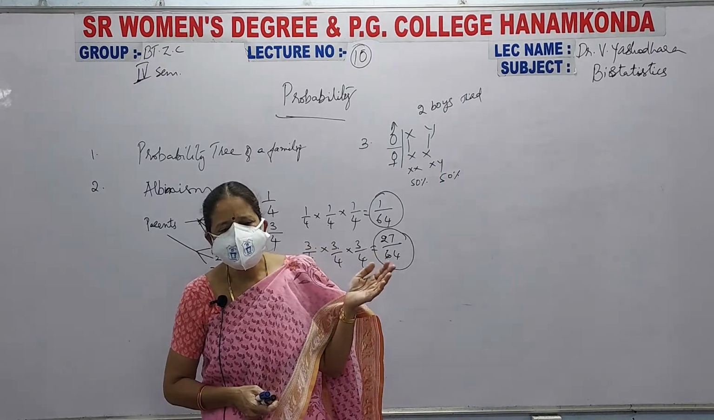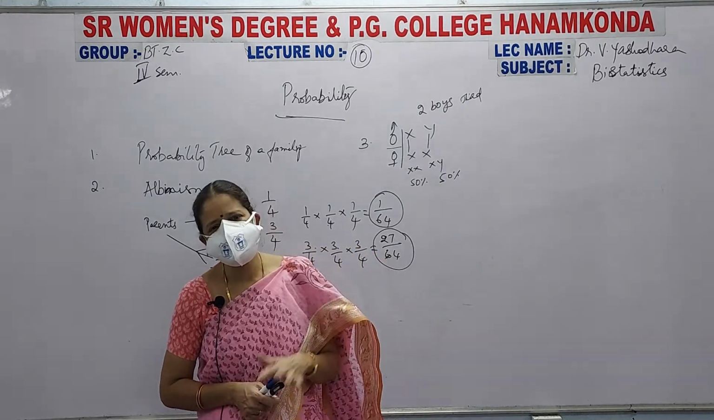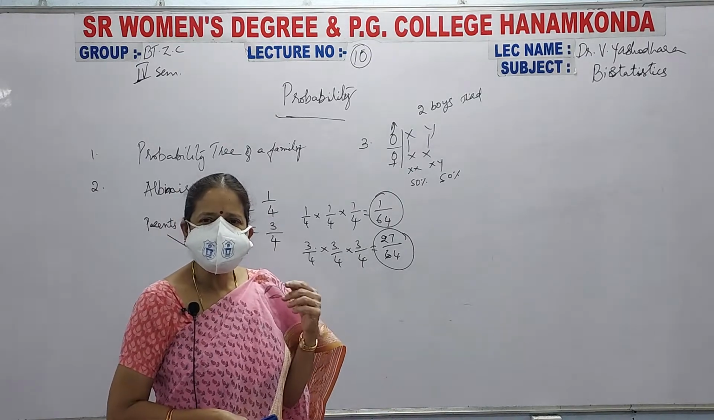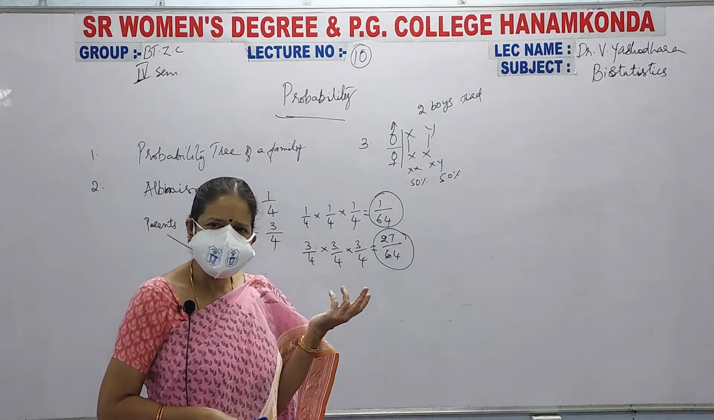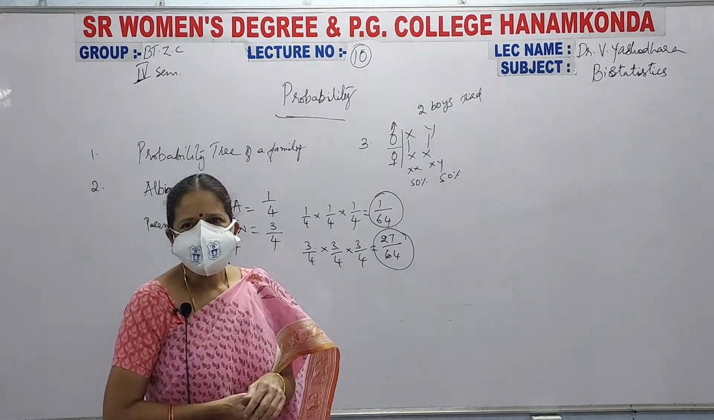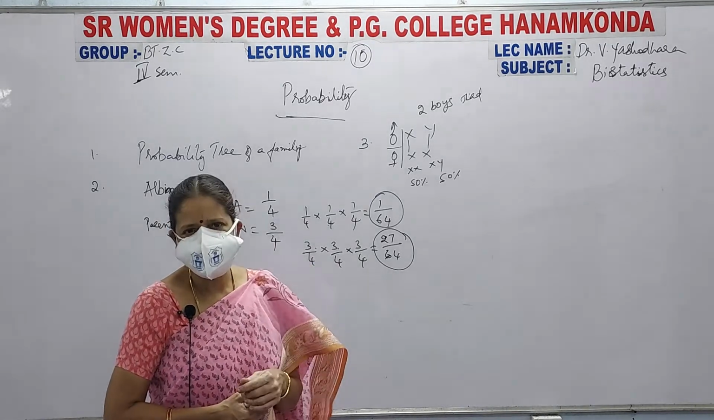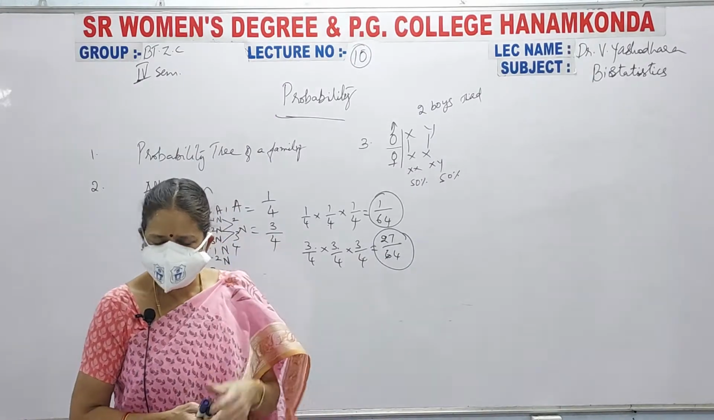Giving birth to a female child or a male child can be calculated in the third delivery, whether she will deliver a boy or a girl. This we can calculate with the help of probability. This is the third biological application.